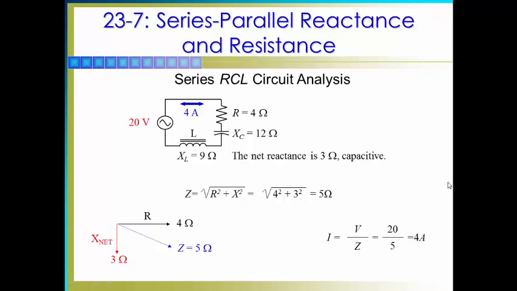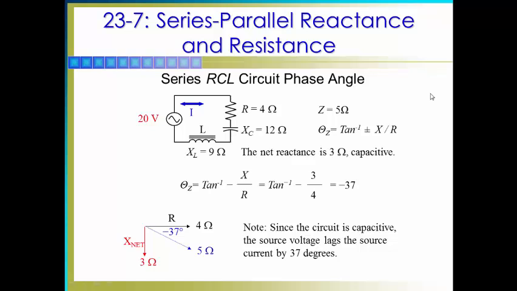Of course, if you look at the two reactances, you can see the capacitive reactance is more, so the circuit is basically capacitive. So here is the net result. As you can see, the net result is the 3 ohms in the down position, 4 ohms, which is the resistance, and then you get the 5 ohms, and you have the angle here, which is going to be negative.